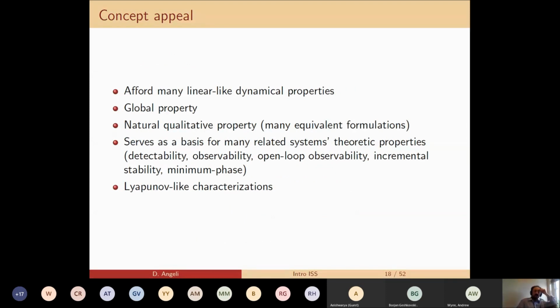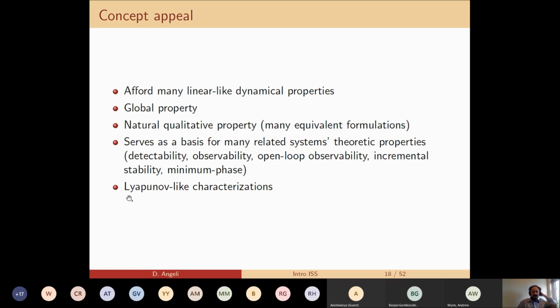So what are the major strengths of this approach is that, as I said, it can afford many linear-like dynamical properties. It is a global property. It is a natural property, in fact. If you start working on it, there are many equivalent formulations. We will see some of them later on. And then this approach has served as a basis for many related system theoretic properties that we will perhaps introduce briefly at the end of this seminar.